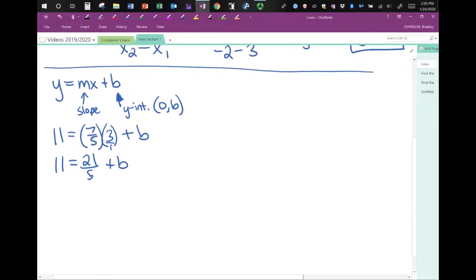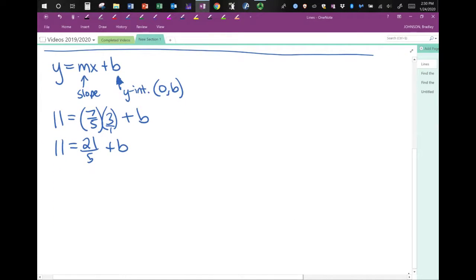Okay, so then I'm going to scroll down so we have plenty of room to see what happens next. We need to try to solve for the b value. So 11 minus 21 over 5 equals b. I should show that: I will subtract 21 over 5 from both sides.